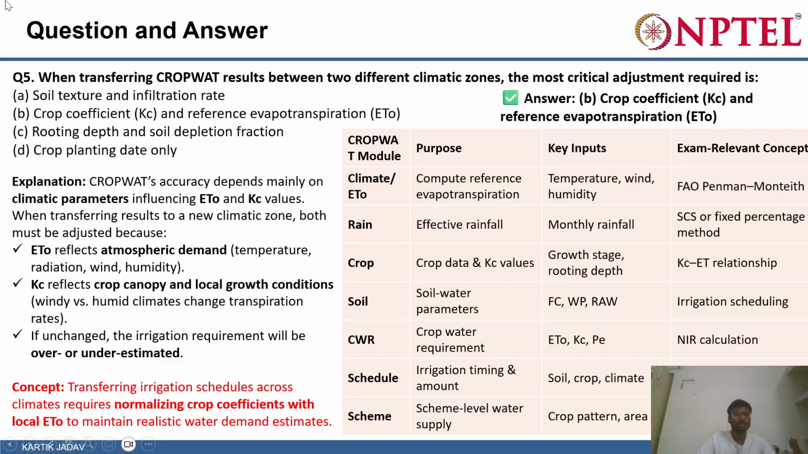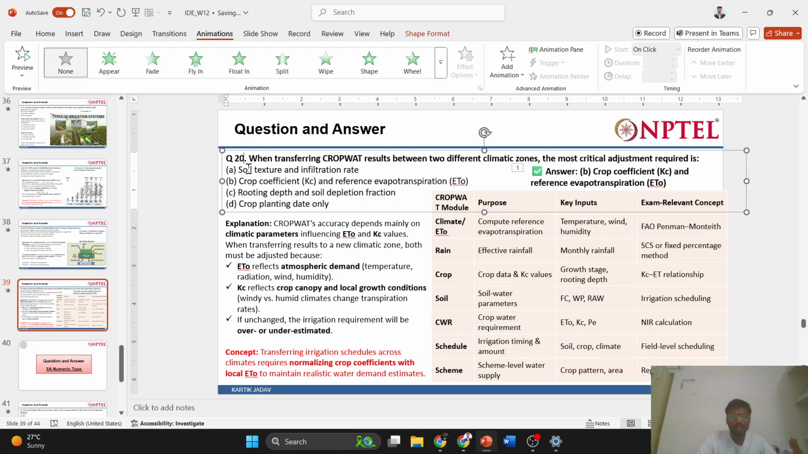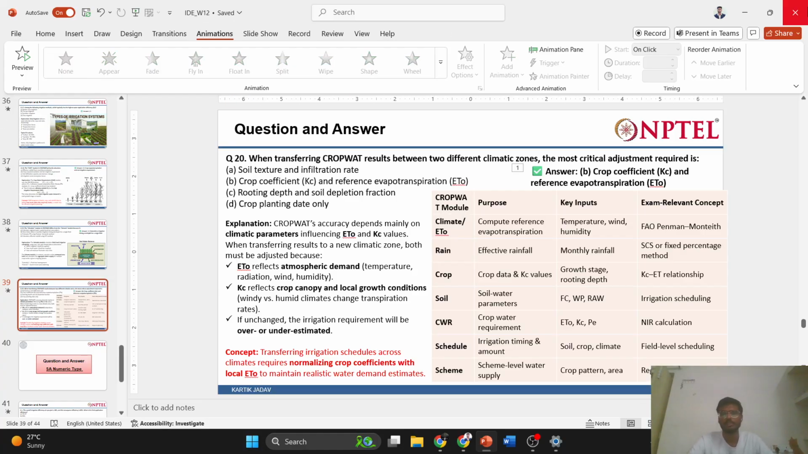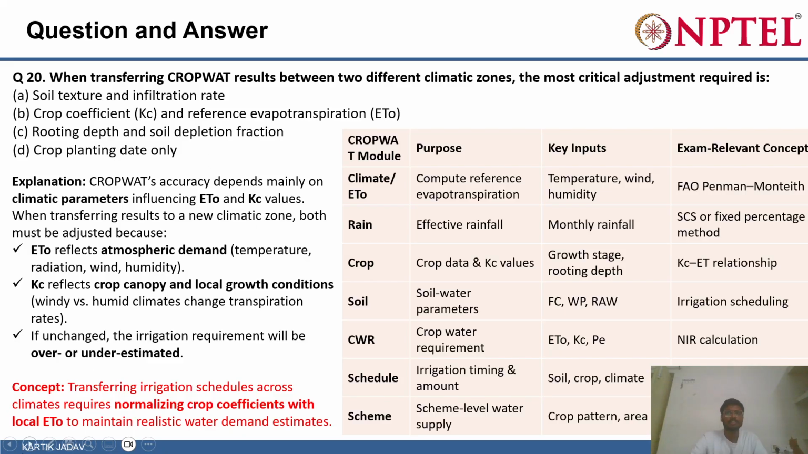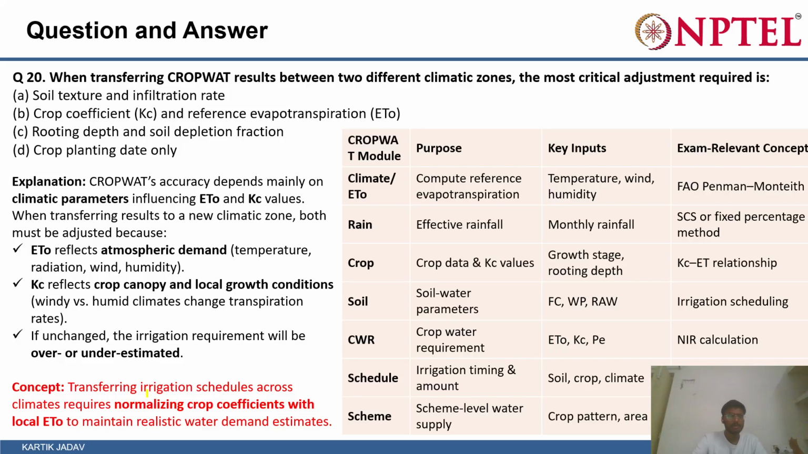Okay, so last question. Question number 20. When transferring crop weight results between two different climatic zones, the most critical adjustment required is option B, that is crop coefficient and reference evapotranspiration, right? Because transferring irrigation scheduling across climates requires normalizing crop coefficient with local reference evapotranspiration to maintain realistic water demand estimations.